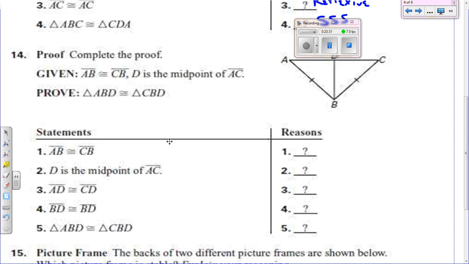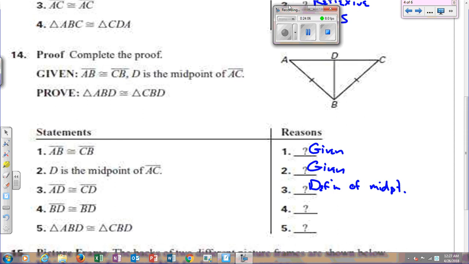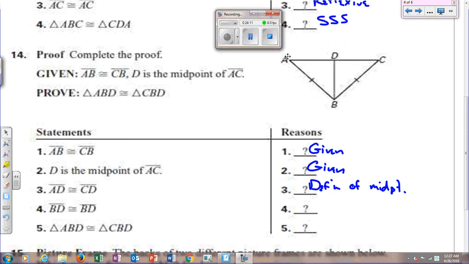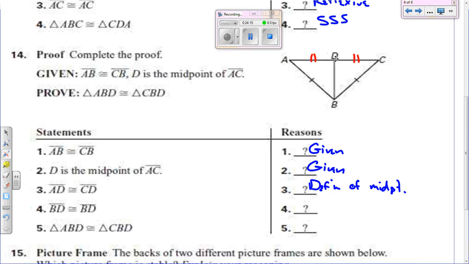Number 14, complete the proof. AB is congruent to CB. We know that because it's given to us. And it says D is the midpoint of AC. Also given to us. Then AD is congruent to CD. That's by definition of midpoint. BD is congruent to BD. So we said AD is congruent to DC. How do you know that this is congruent to itself? Reflexive property. So then we have side, side, side. All three sides have a marking.